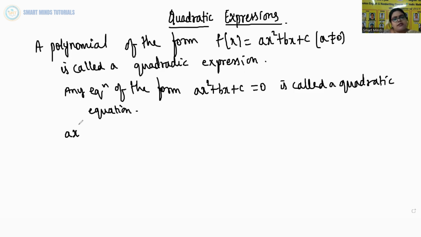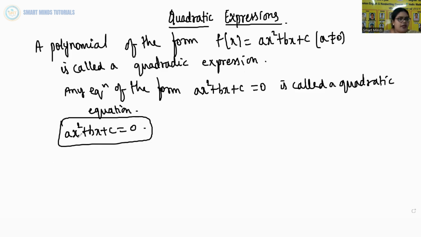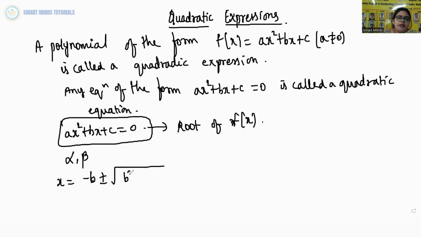Okay, now suppose ax square plus bx plus c is equal to 0. This is the equation given to you. Now how to find out the value of x? Finding the value of x in this chapter is known as root of f of x. So values of x are called roots. How do you find the roots if alpha and beta are the roots? Then x is equal to minus b plus or minus root over b square minus 4ac by 2a.